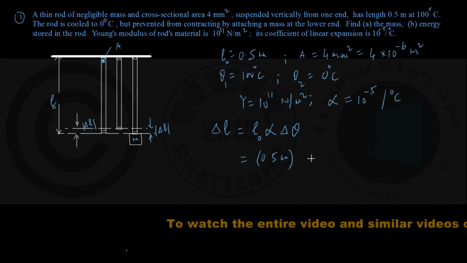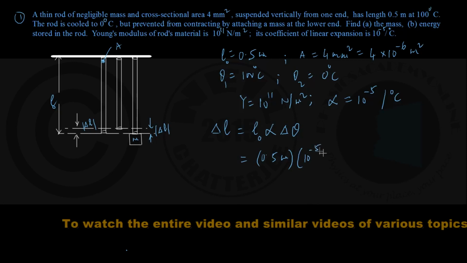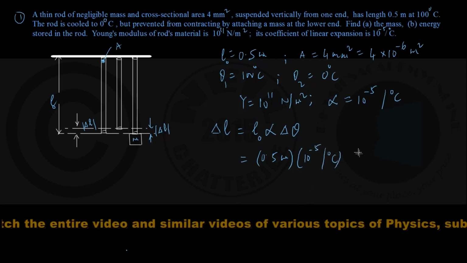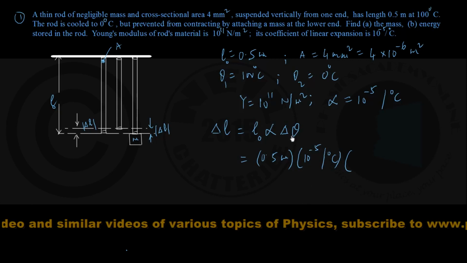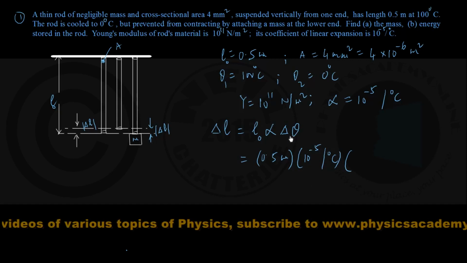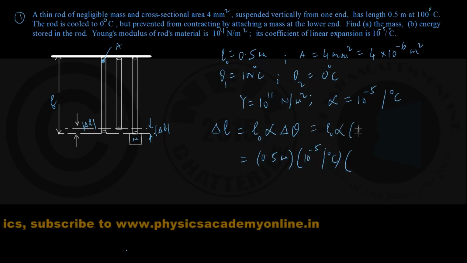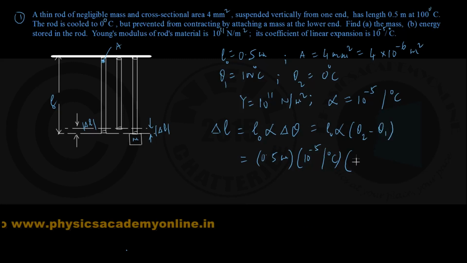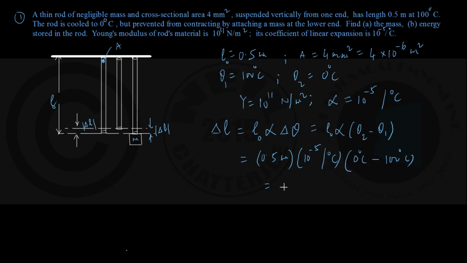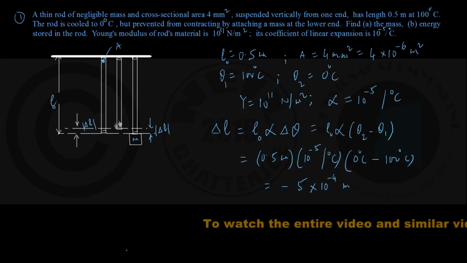So, the value of alpha is given to be 10 to the power minus 5 per degree Celsius, and delta theta is final temperature minus initial temperature. Never miss the order. That is theta 2. Let me write it here as well. Delta L equals L0 into alpha into theta 2 minus theta 1. Theta 2 is 0 degrees Celsius. Theta 1 is 100 degrees Celsius. Therefore, delta L is coming out to be a negative value given by minus 5 into 10 to the power minus 4 meter. So, as expected, I have seen here that the length of the rod has decreased.